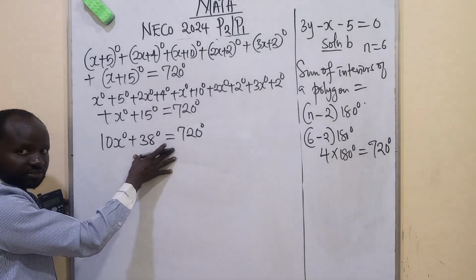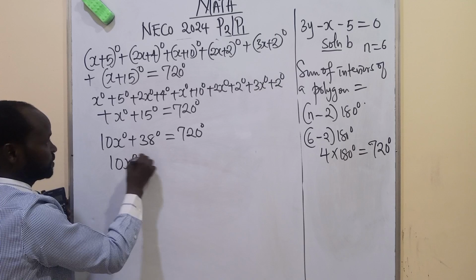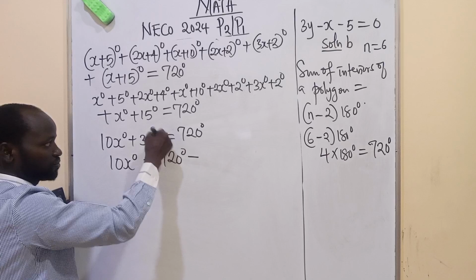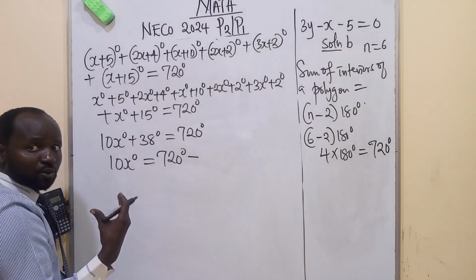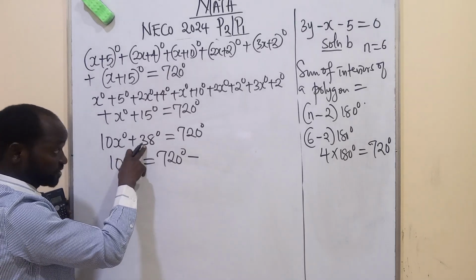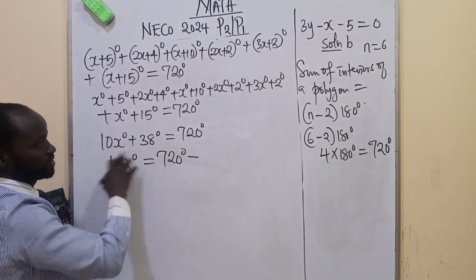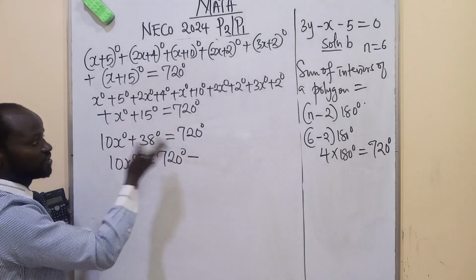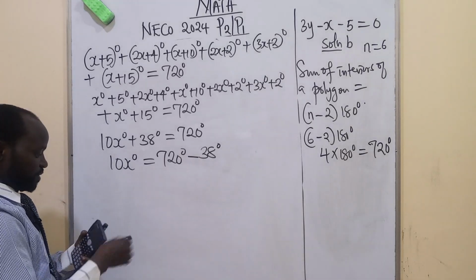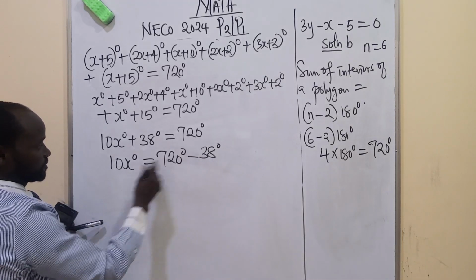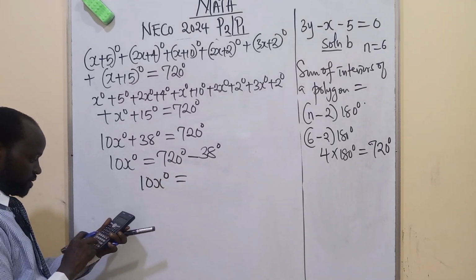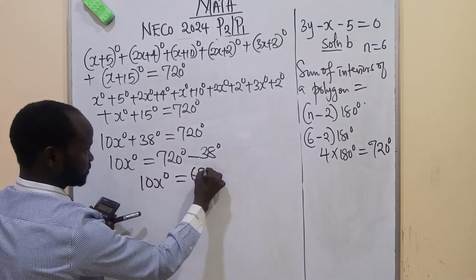So to find x now, we collect like terms here. This will be 10x degrees equal to 720 degrees minus this plus 38. If it crosses this equal sign, it will be negative. Or we can say find the inverse of plus 38. That will be minus 38, meaning subtract 38 from both sides. That's another way of doing this. Next is to subtract this. This will be 10x degrees equal to 720 minus 38. That will be 682 degrees.